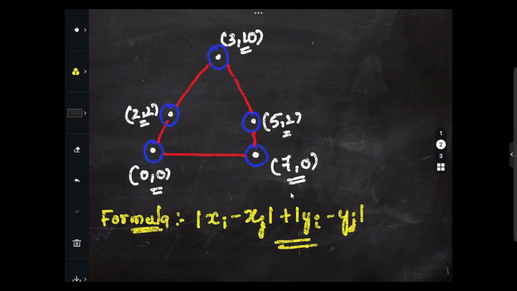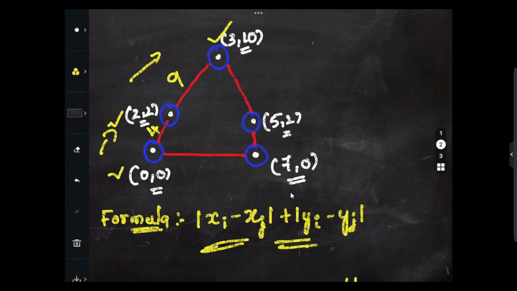Suppose we consider this one, we'll be going with the formula |xi minus xj| plus |yi minus yj|. So for this one, 2 minus 0, 2 minus 0, 2 plus 2 will be 4 for this edge. Next, we consider this one to this one. This will be 3 minus 2, 1, and 10 minus 2 will be 8. 1 plus 8 will be 9.